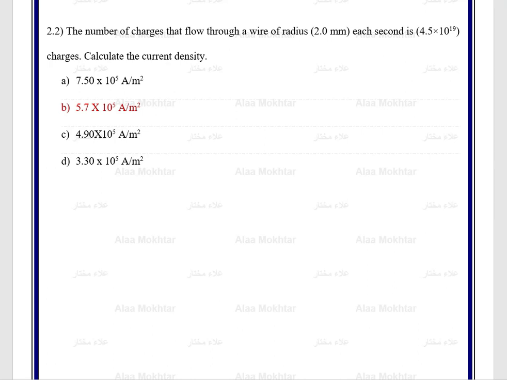Question number 2. The number of charges that flow through a wire of radius r, in millimeter multiplied by 10 to the negative 3 meter, each second, which means the time equals 1 second, is 4.5 times 10 to the power 19. This is the number of charges, n. Calculate the current density J, equals what?